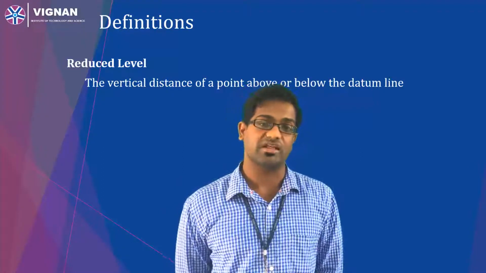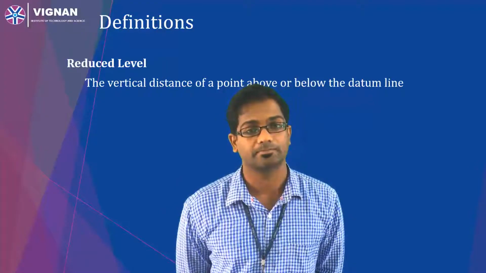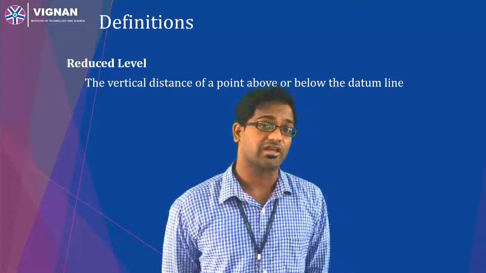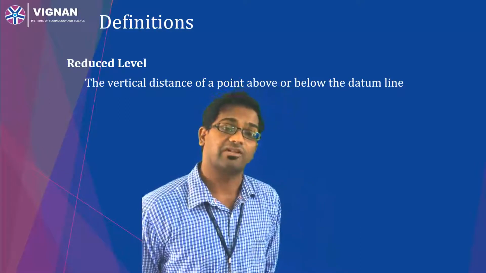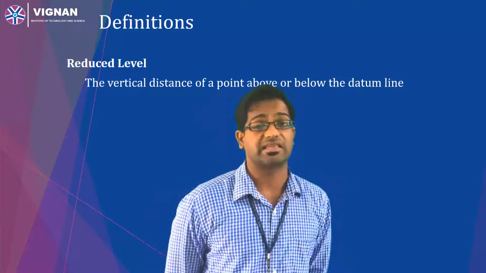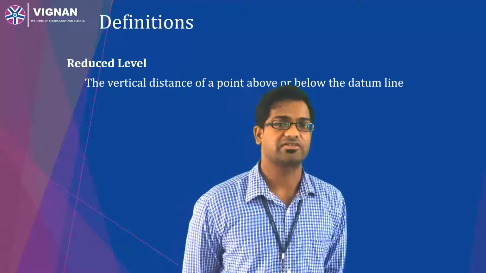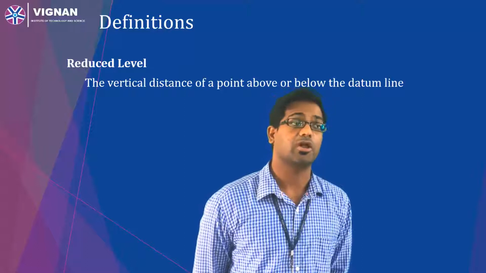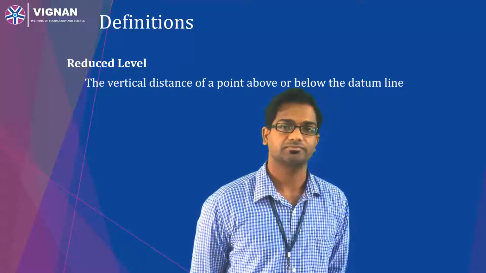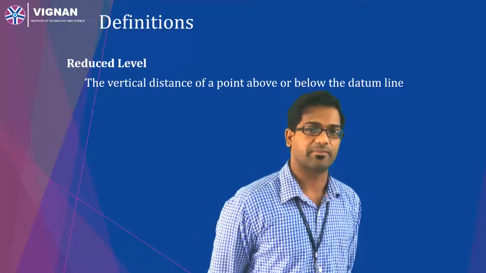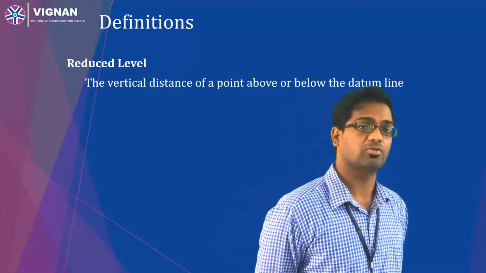Elevation and reduced level are more or less the same. Elevation is always taken with reference to mean sea level. Reduced level is a term which is calculated with reference to a known point. What is the difference between the mean sea level and a known point?